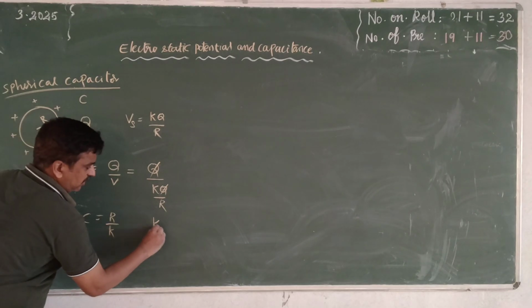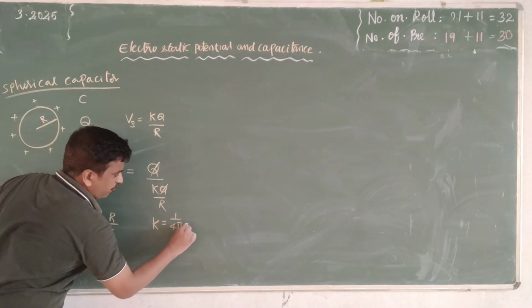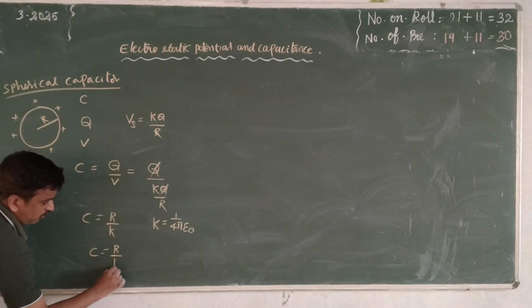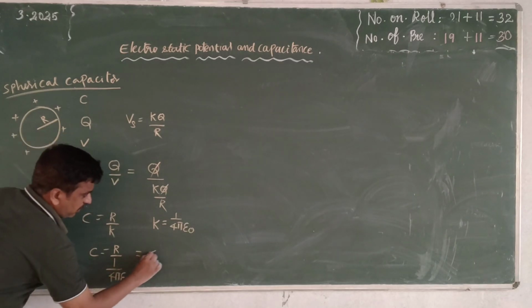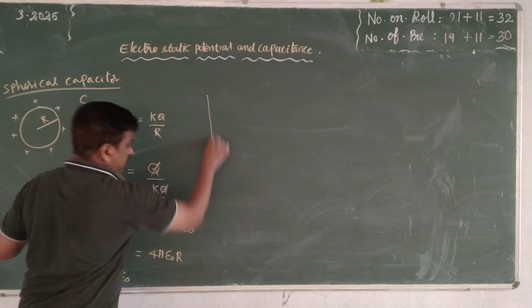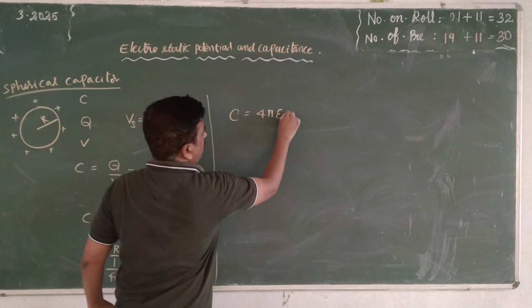Here K is the proportionality constant, whose value is 1 by 4 pi epsilon naught. Instead of the R by K value, we can write 1 by 4 pi epsilon naught. What we get now is 4 pi epsilon naught R. So the capacitance of the spherical capacitor is 4 pi epsilon naught R.